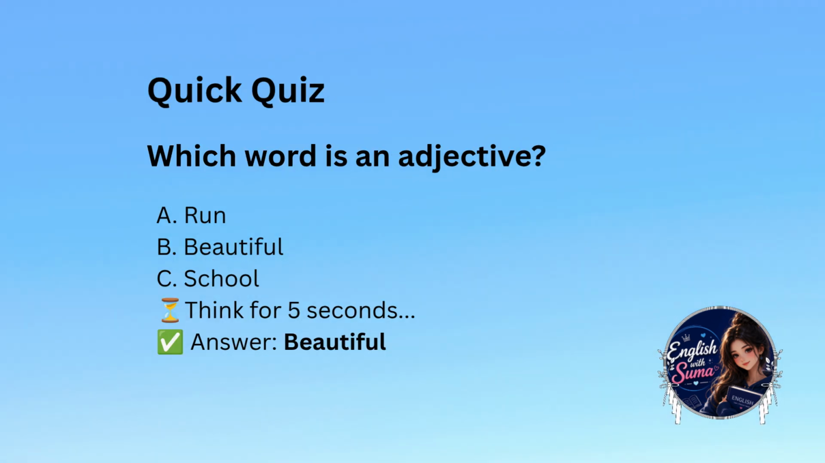Let's do a quick quiz. Which word is an adjective? A. Run, B. Beautiful, or C. School? The correct answer is beautiful because it describes a noun.